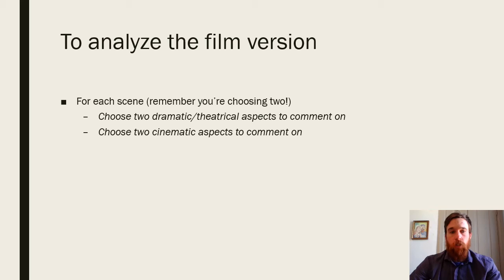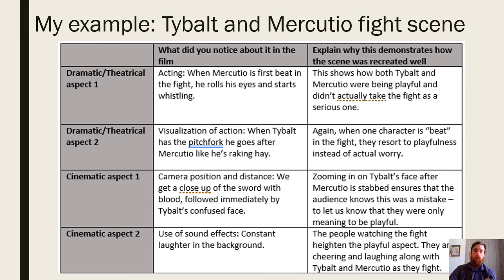So again, you're going to do this twice. You're going to have two different scenes. You're going to have one that was done well, one that was done poorly. And then for each scene, you're going to choose two dramatic or theatrical aspects and two cinematic aspects. So you're doing 4 and 4. So this is what it would look like for one. Again, you're going to do this twice.